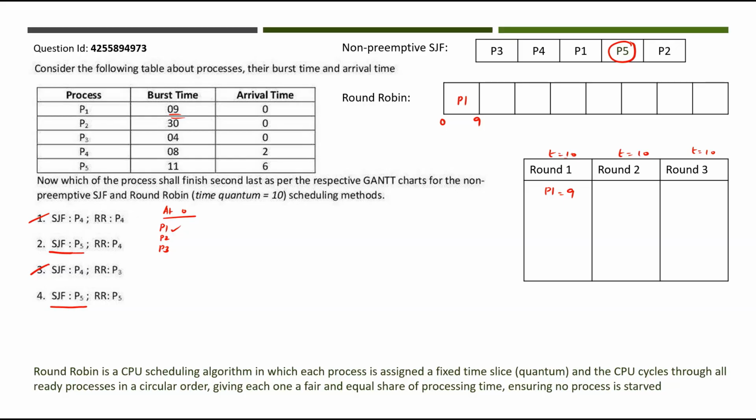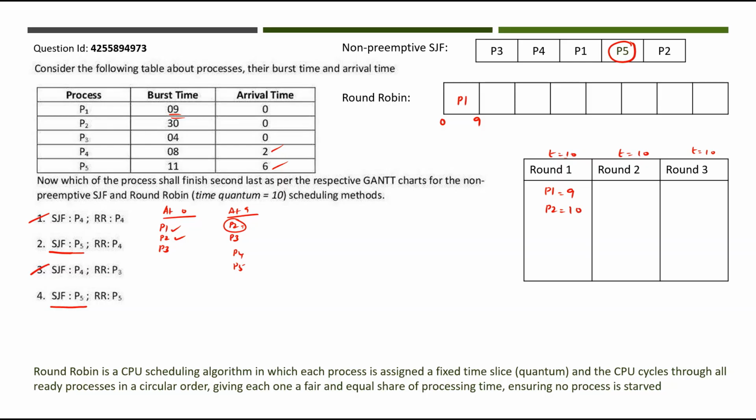At 9, all processes will go for the first round of the quantum. So the second process that will enter the CPU will be P2. This is at time 9. We have P2 and P3. At that time, the arrival time 2 process P4 and the arrival time 6 process P5 will also be available. So we have 4 processes remaining. Now P2 will take the CPU. P2 will run for 10 burst time.